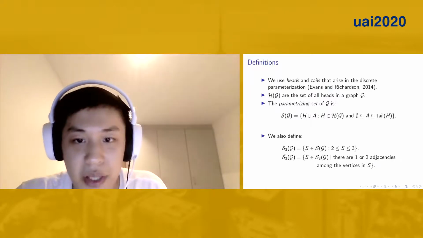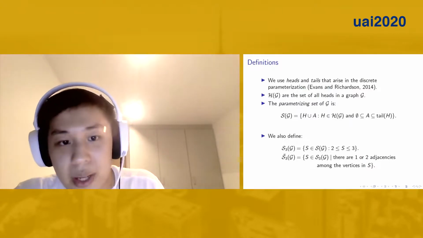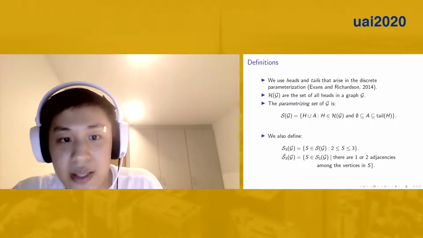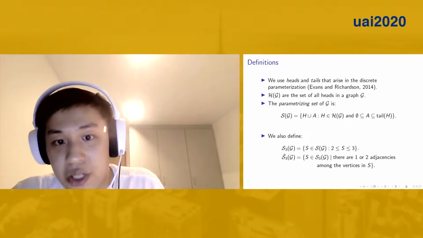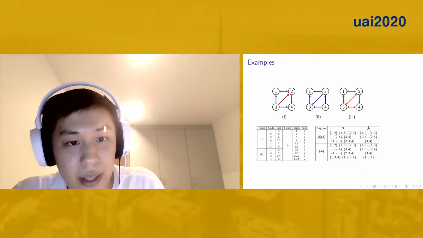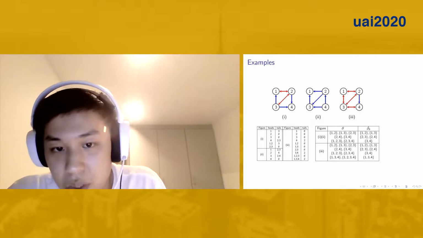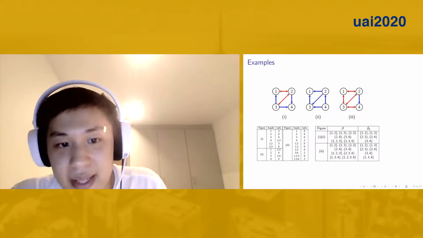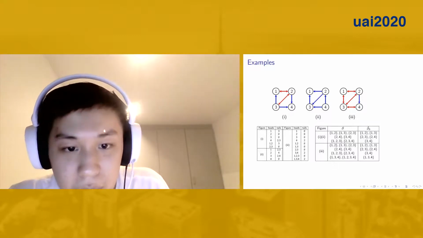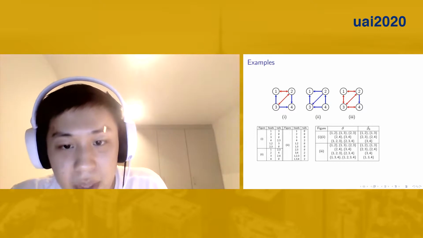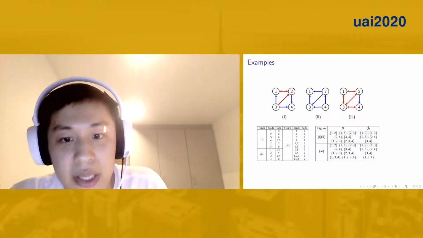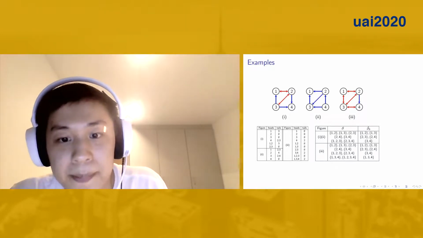We also consider S_3 and S tilde 3. The first one contains the sets in S with size less than or equal to 3, and for the second one, we exclude the sets in S_3 that have full adjacency or no adjacencies. So let's take a look at these three graphs and their corresponding S and S tilde 3. For the first two graphs, they have the same S and S tilde 3, and indeed they are Markov equivalent. For S tilde 3, we exclude {1, 2, 3} and {2, 3, 4} from S because these two triples have full adjacencies.